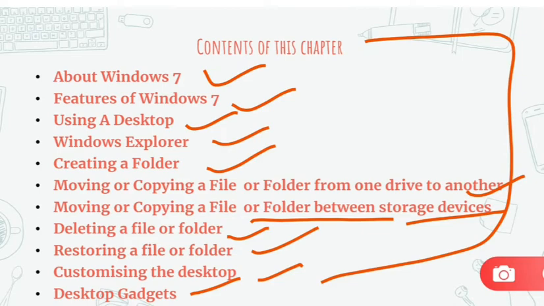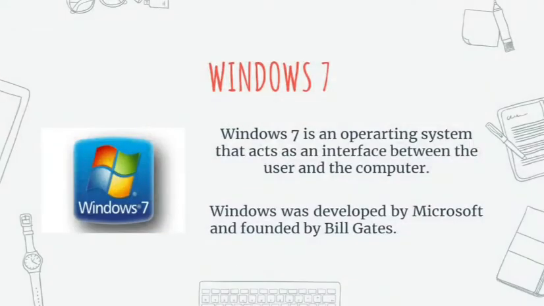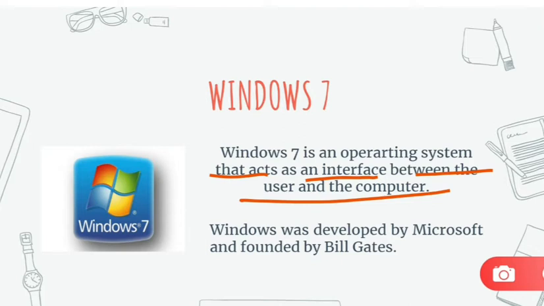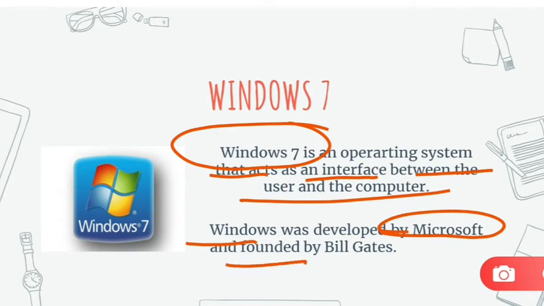So let us start with the first heading, that is Windows 7. So what is Windows 7? I think you have all heard about this Windows 7. You all know that Windows 7 is the most popular operating system, which acts as an interface between the user and the computer. It is easier to use, easy to understand, and this Windows was developed by Microsoft and founded by Bill Gates.